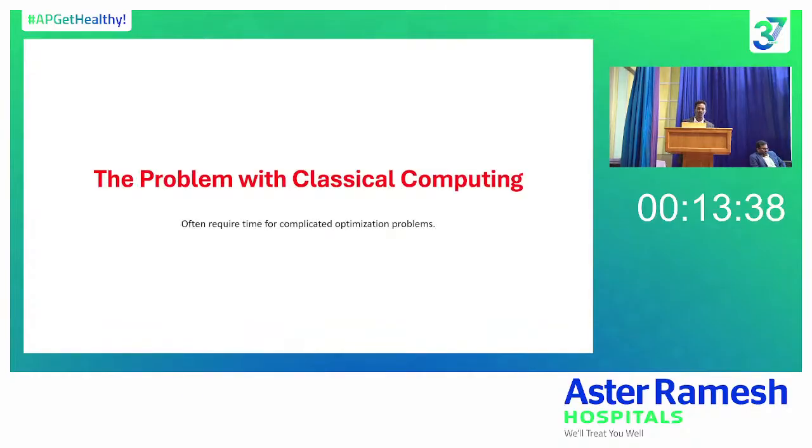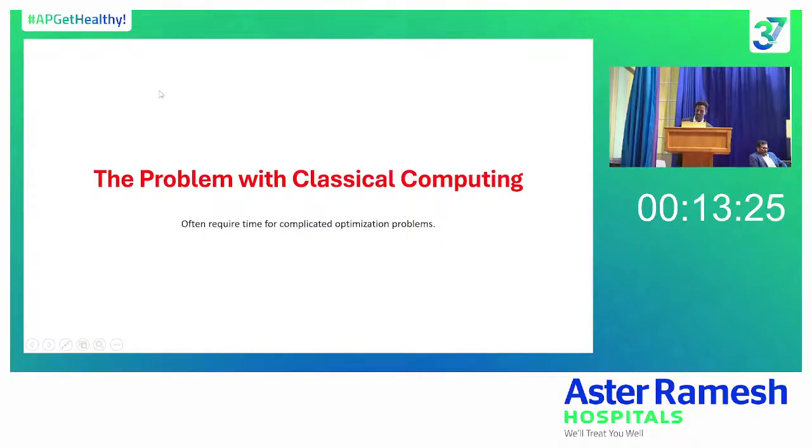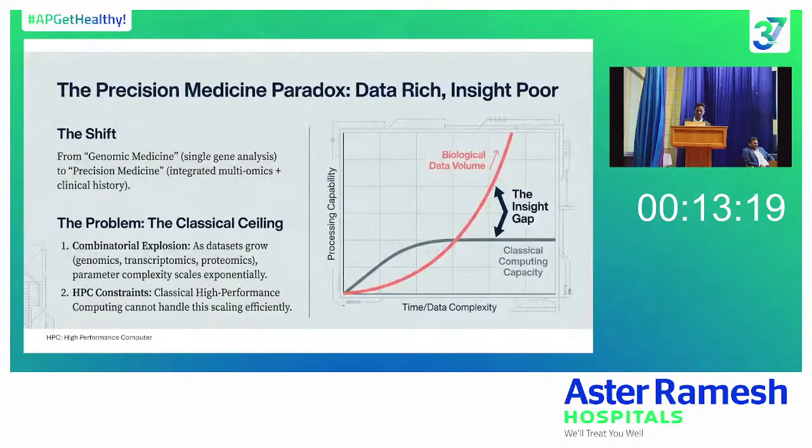From there, we all know, now I'm holding a laptop which is just the size of my hand. The initial machine, as you can see, was the size of a room. The same thing is going to happen for quantum computers as well. But there is a problem with classical computers, and that's why we have the need for quantum computing.